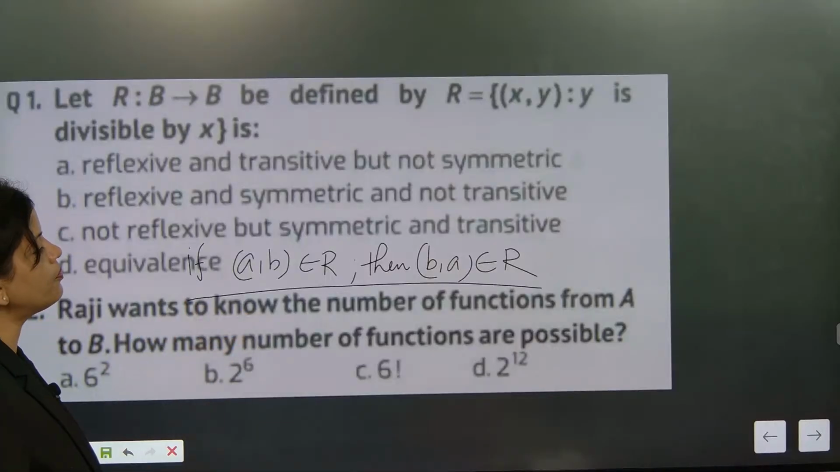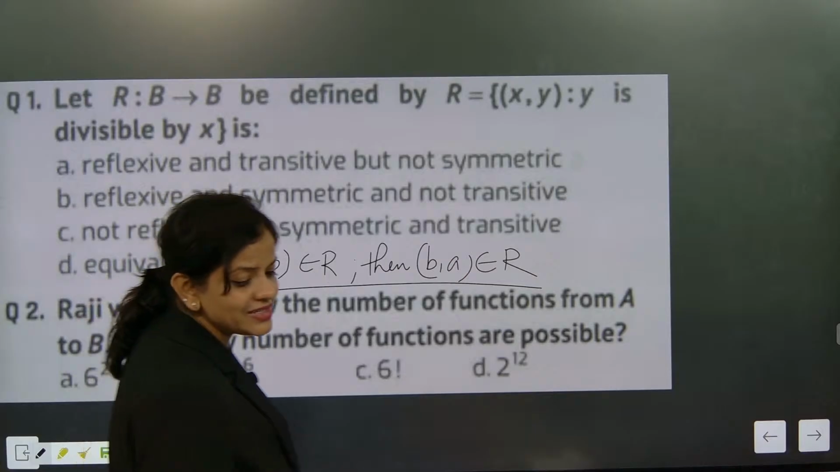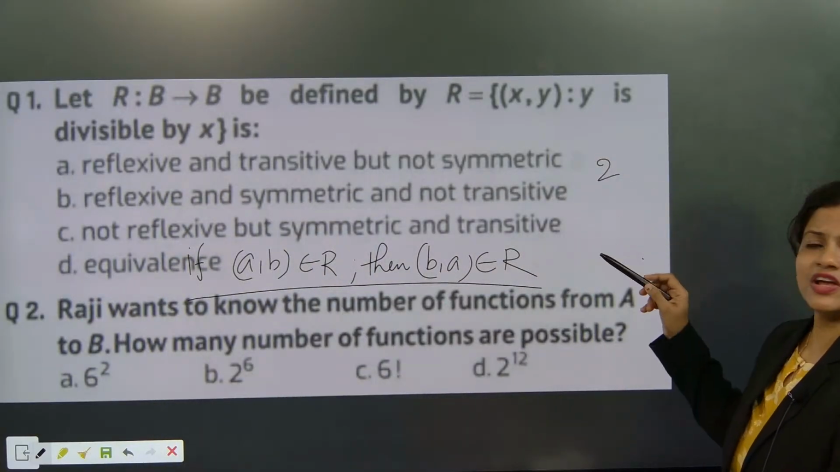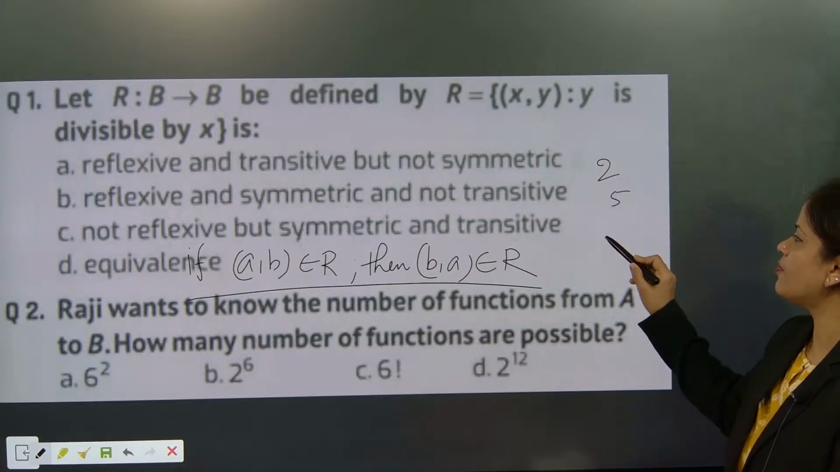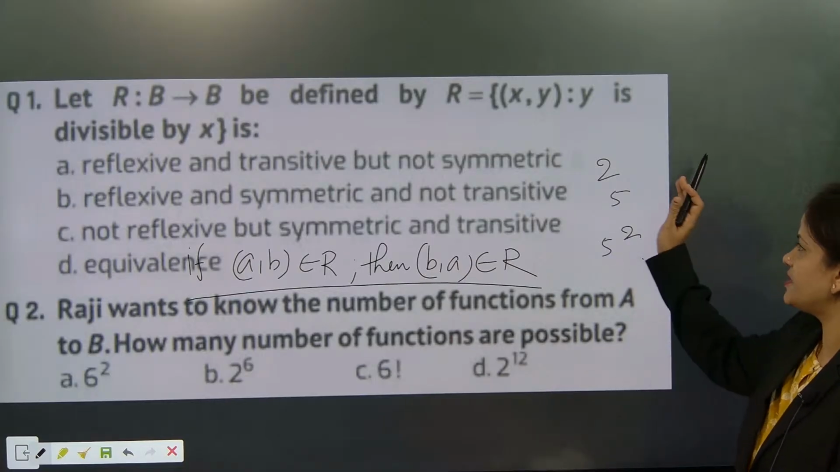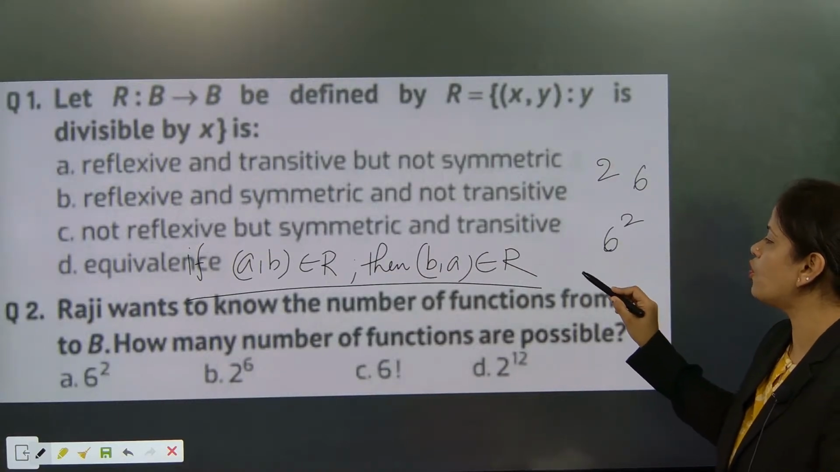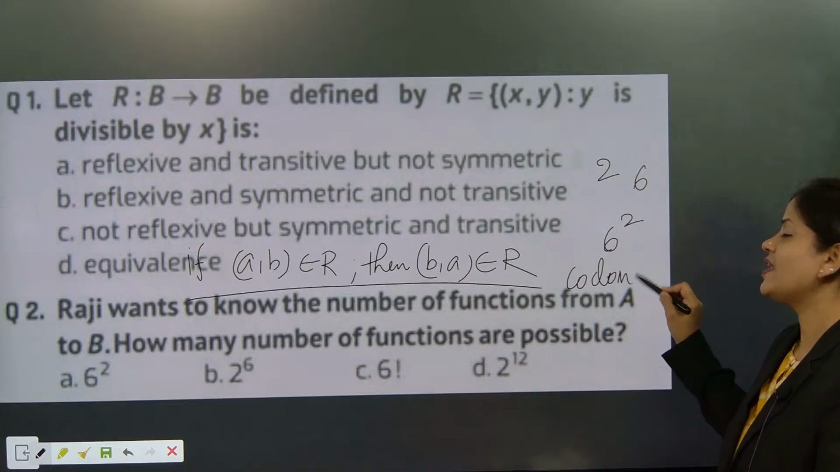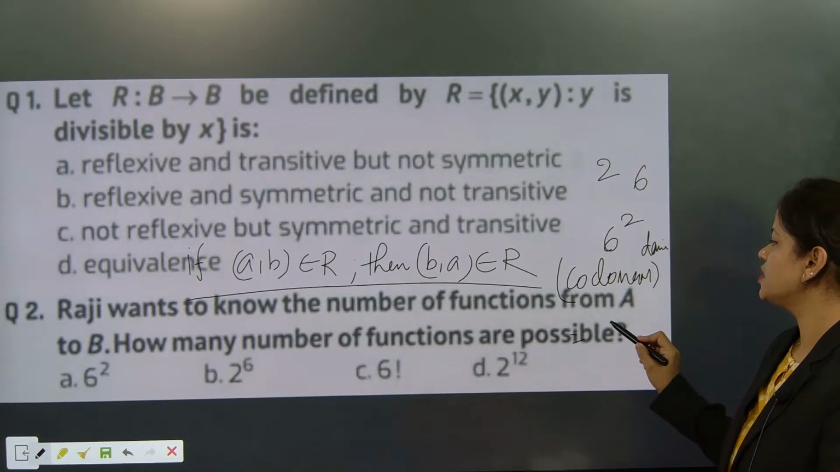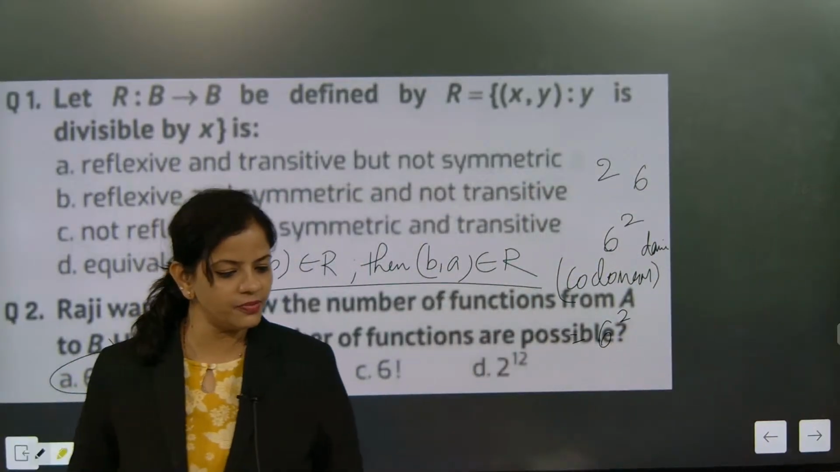Raji wants to know the number of functions from A to B. How many functions are possible? A is having how many elements? Two elements. B is having how many elements? Five elements. The number of functions possible? 5 to the power 2. No, B is having 6 elements. So it is the number of codomain elements to the power of domain elements. So it will become 6 to the power 2. So the correct answer will be A.